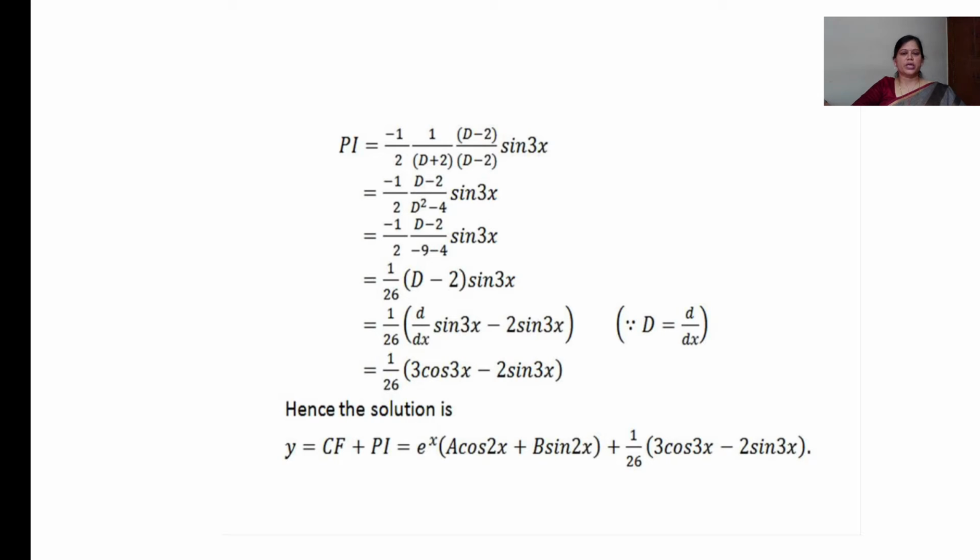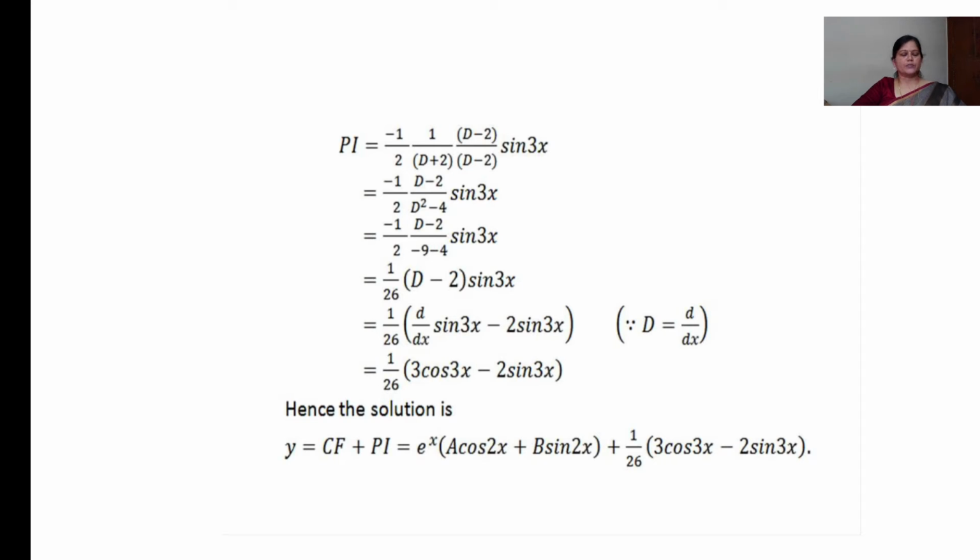So that means we are multiplying and dividing by the conjugate of D plus 2. So D plus 2 conjugate is D minus 2. That's why we multiply and divide by D minus 2. So the numerator is only D minus 2, but the denominator is D plus 2 into D minus 2, meaning a plus b into a minus b form is there. So we can use the formula a square minus b square. That's why we got D square minus 4 in the denominator.